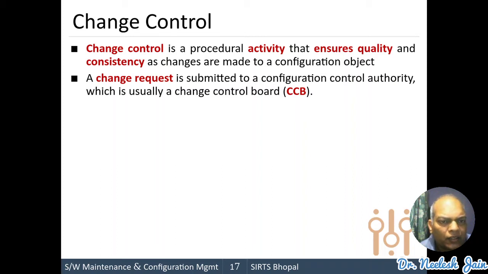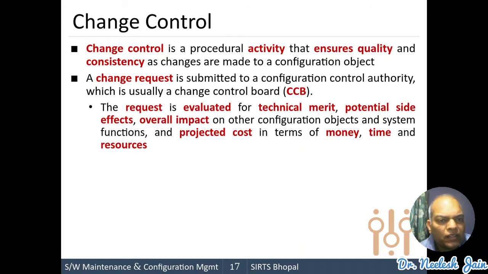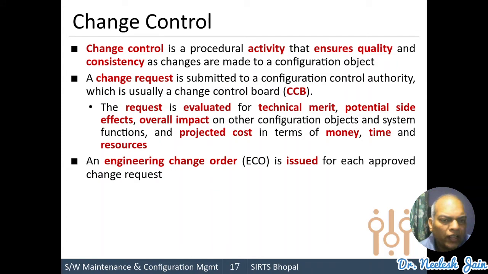The change request is submitted to the configuration control authority, which is usually a change control board. This request is evaluated for technical merit, potential side effects, overall impact on the other configuration objects and the system functions, and the projected cost in terms of money, time and resources. Because you know that as the project cost increases, the changes in the version or the changes in the software may affect. So these all factors are interrelated to this change request.